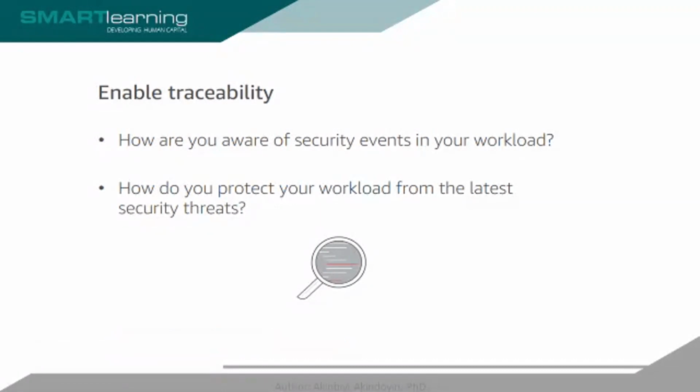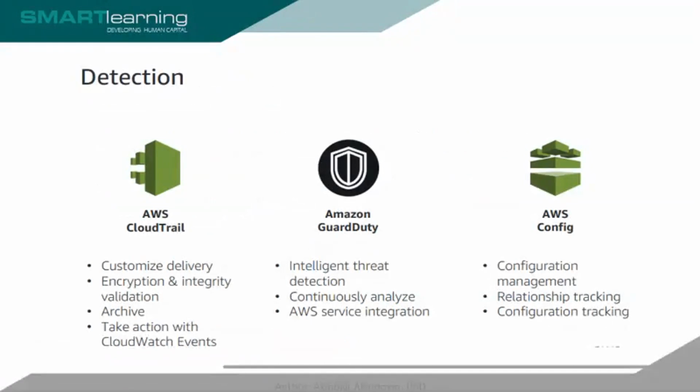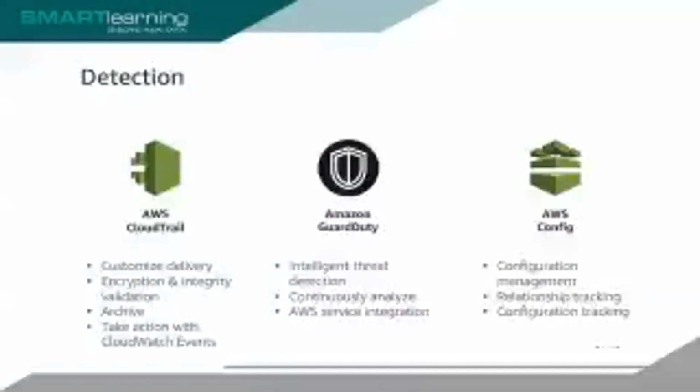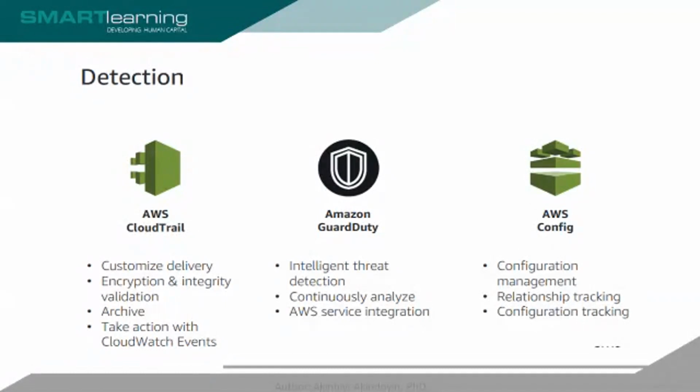Now, how do you protect this workload from the latest security threats? Because every time we have new threats within the environment, how do you ensure that you are up to the game with all these threats coming up? So for detection, these are three very key things: there's CloudTrail, there's GuardDuty, and there's Config. For CloudTrail, all API calls to your environment are monitored by CloudTrail. If you're making API calls to resources within your environment, CloudTrail captures that and stores that data for you. So you have access to that data. You can customize delivery and encryption, and make sure you archive that data because probably you're going to need it later. Then you have to take actions with that data.